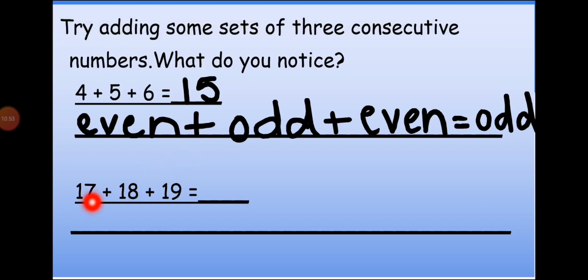Done? Now the second number sentence. 17 plus 18 plus 19 is equal to dash. Again, three consecutive numbers: 17, 18 and 19. First we will check whether they are even or odd. Look at the first number, 17.